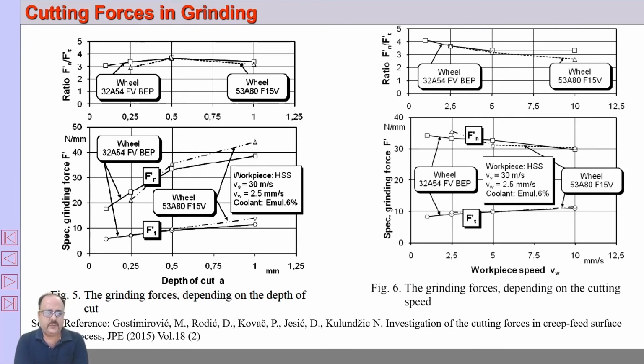You can see as the depth of cut increases, the normal force and tangential force also increase. However, you can see at first there is an increase in this ratio, normal force to tangential force, then this ratio decreases. So the rate of increase of the tangential force with the depth of cut is higher compared to that of the normal force. And again, the normal force here decreases with increase in the wheel speed. So normal force decreases and the cutting force, the tangential force, increases here. These are the findings of this particular research, which was published in the Journal of Production Engineering in 2015.